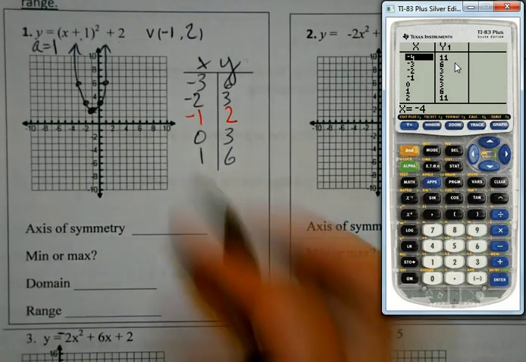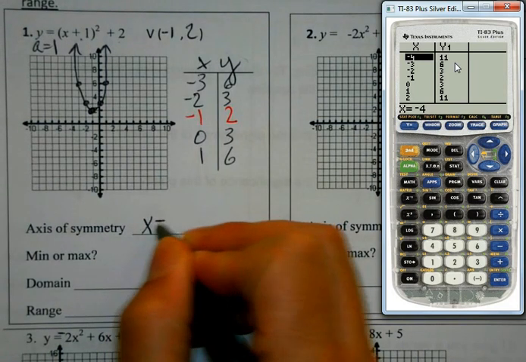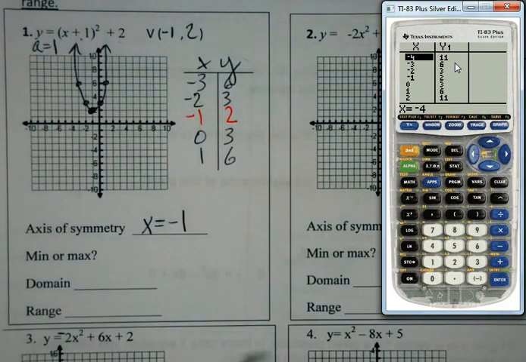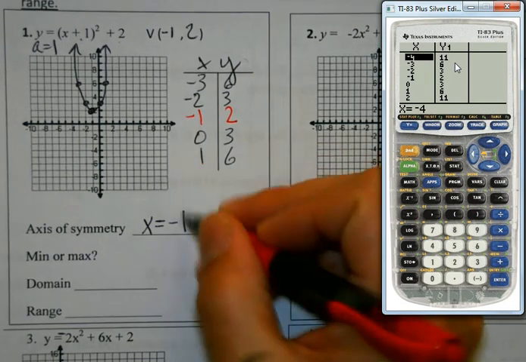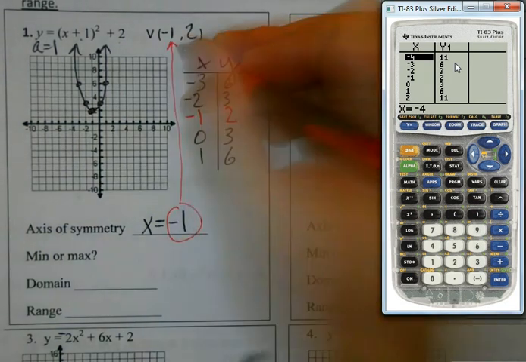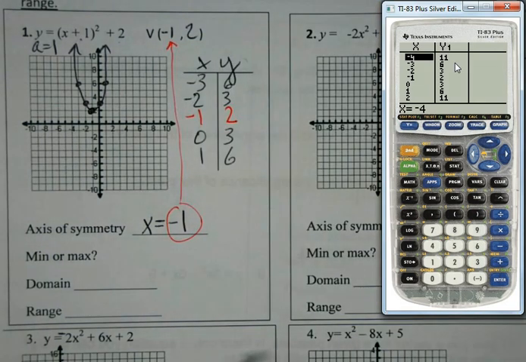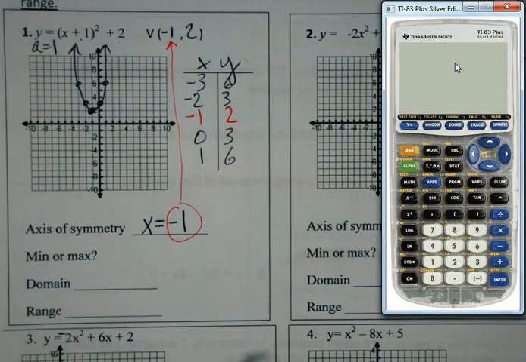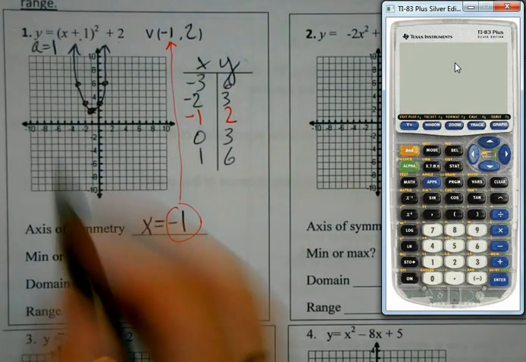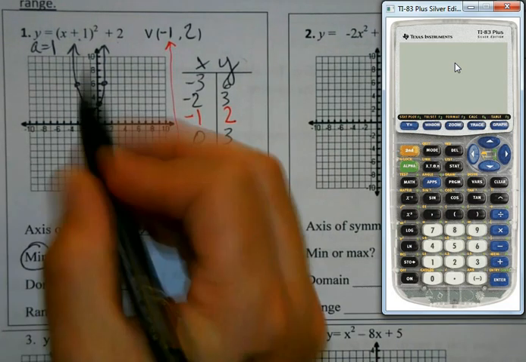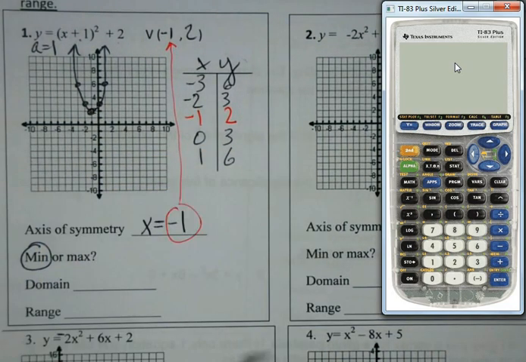My axis of symmetry is always just x equals, I have to put that part in, I can't just put the number, but this is always going to match up with my vertex's x value. Min or a max. This is another one that, once I see a picture, should be an easy question. Minimum, because my vertex is at the bottom. Okay, if it opens up, I have a min. If it opens down, I have a max.